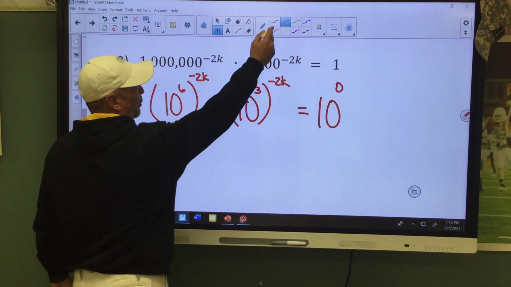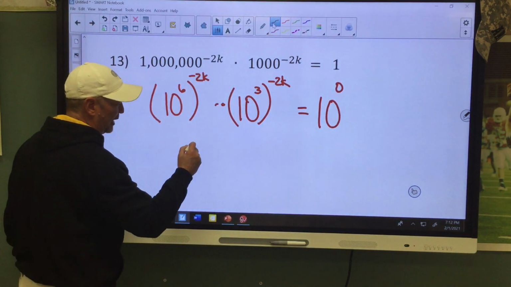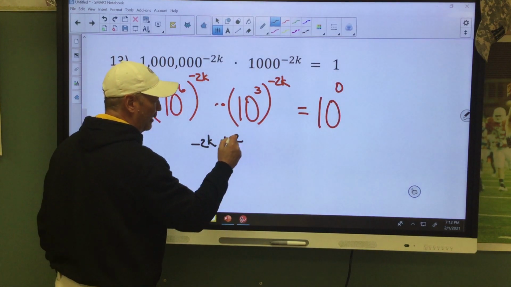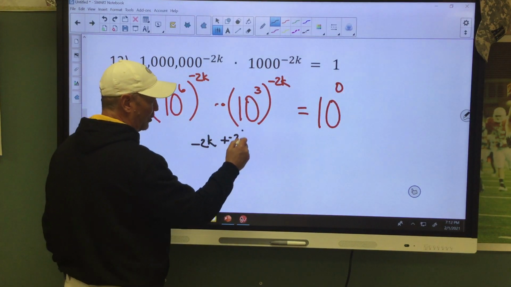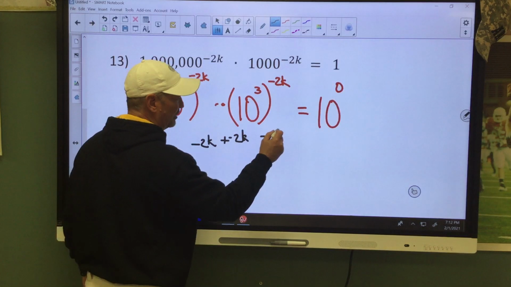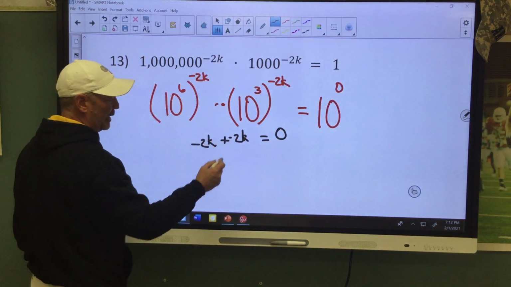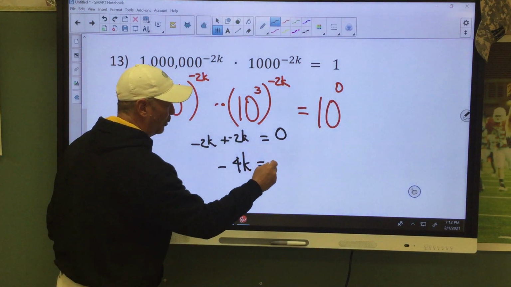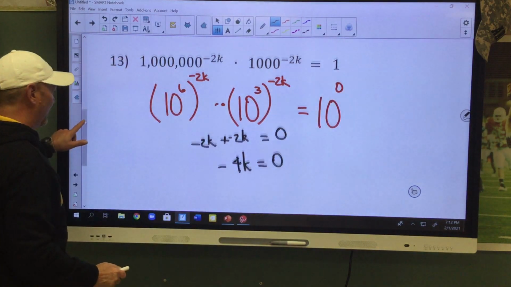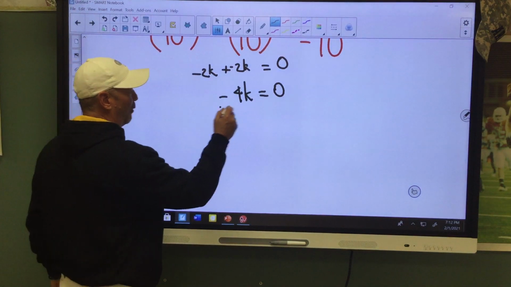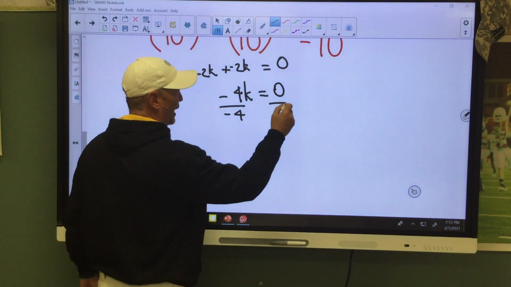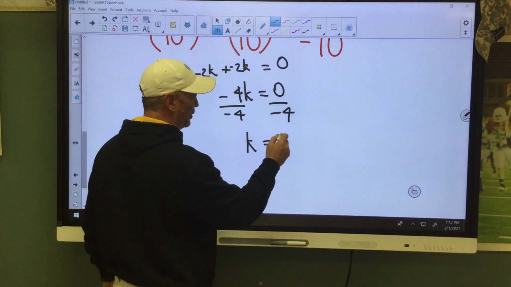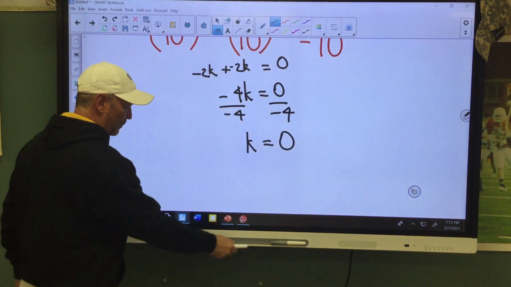We're multiplying, so what are we going to do? We're going to add our exponents. We're going to say negative 2k plus negative 2k equals 0. A negative 2 and a negative 2 is a negative 4k equals 0. You divide by negative 4, and it just turns out that k equals 0.